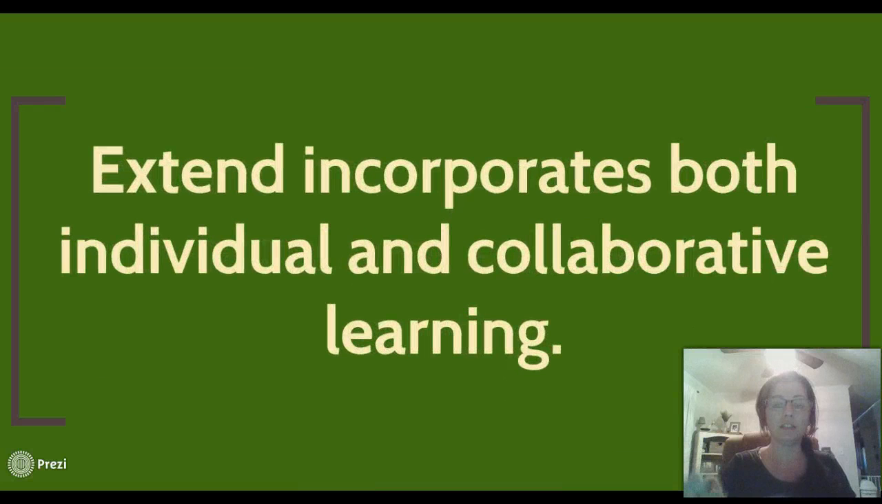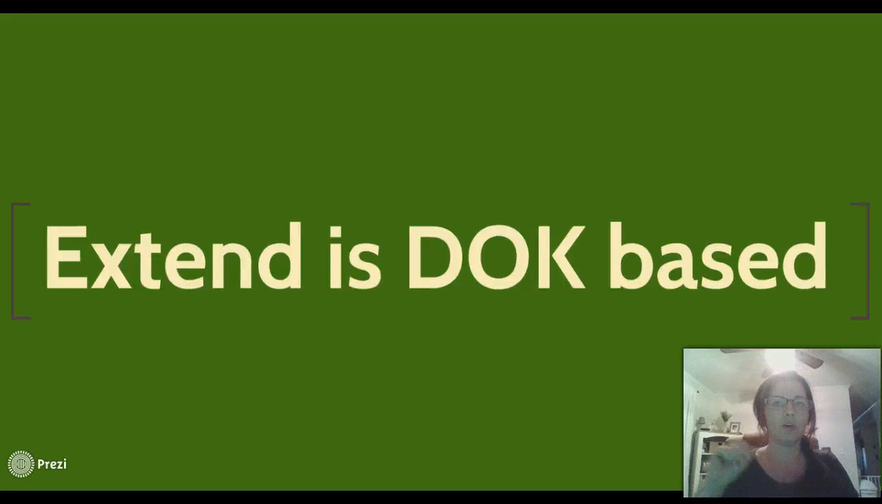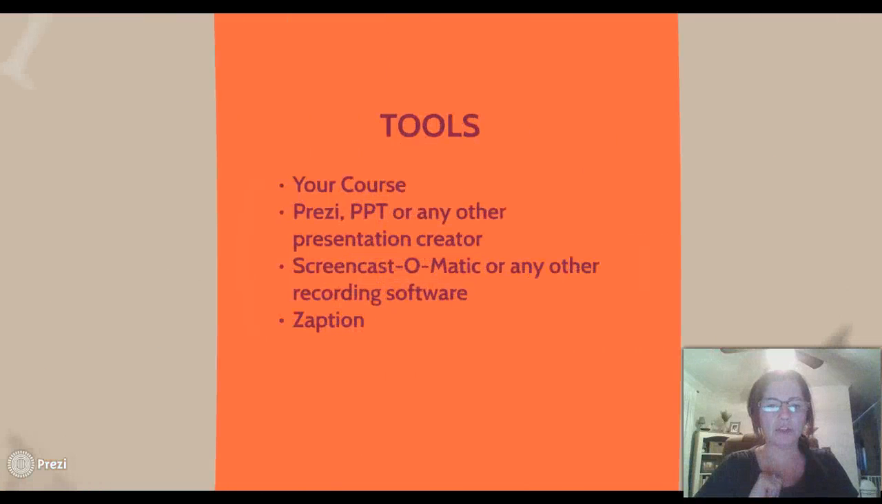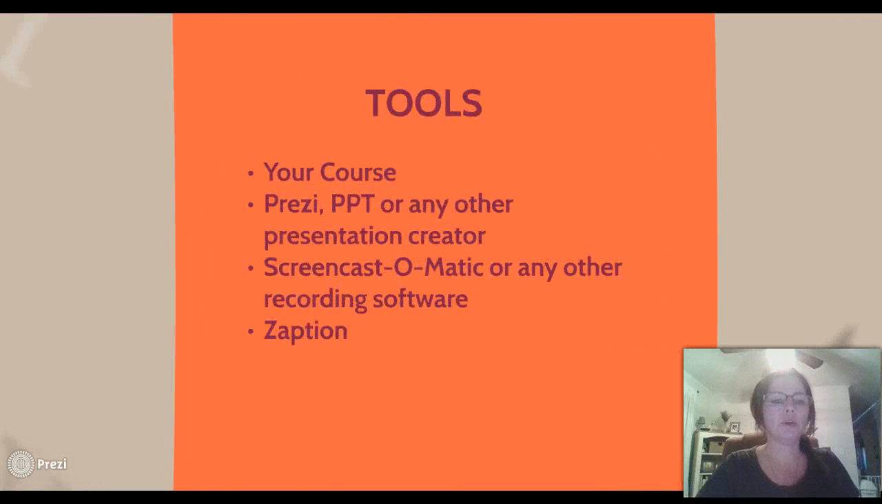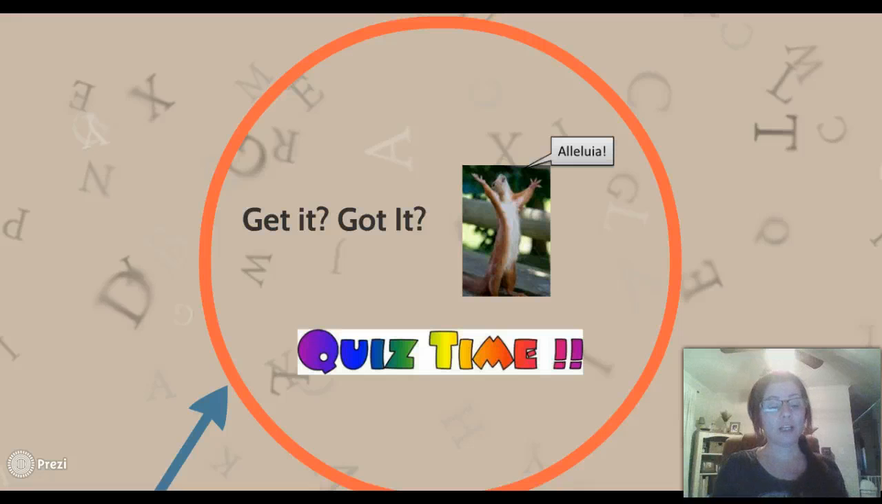Extend incorporates both individual and collaborative learning, which is, again, fabulous for 21st century skills. And again, the Extend is DOK based, so you're going to have a chance to challenge these kids on all different levels, on 4 different levels. The tools you'll need, very simple: your course Prezi, PPT, or any other presentation creator, Screencast-O-Matic, which is how I'm coming to you right now, and Zaption, which is one of the coolest tools since sliced bread. I love it.